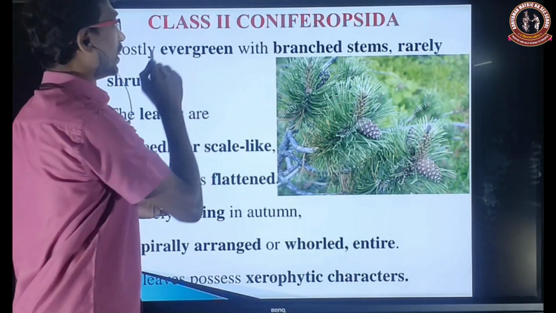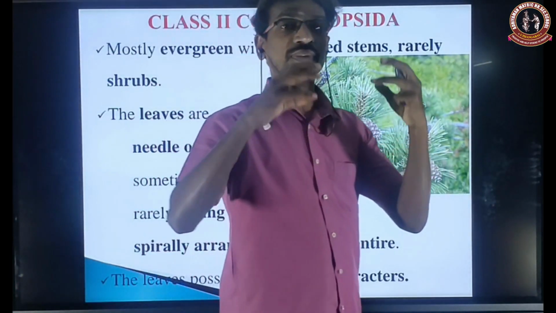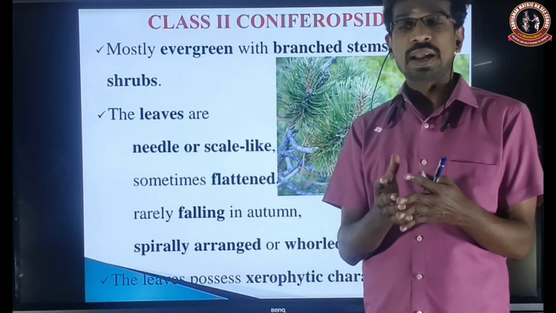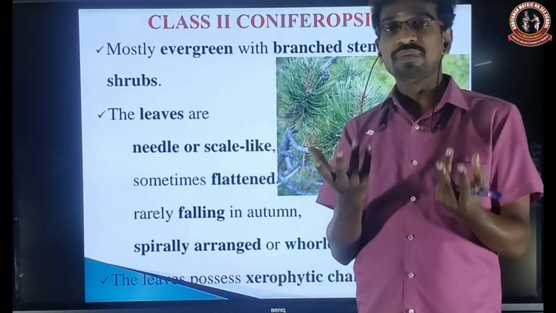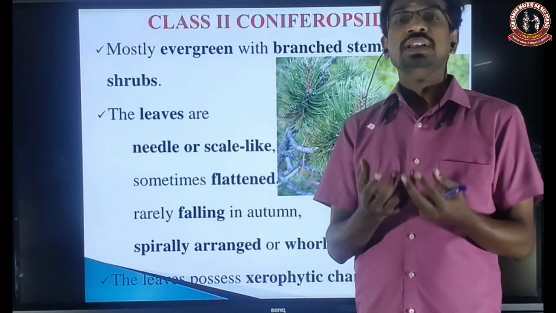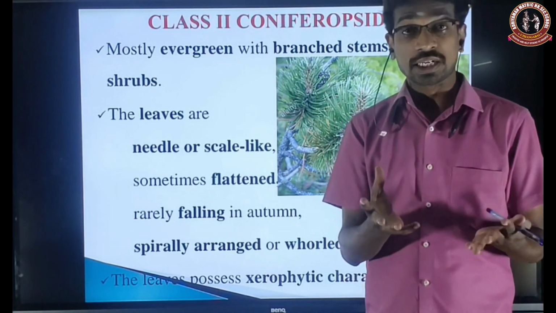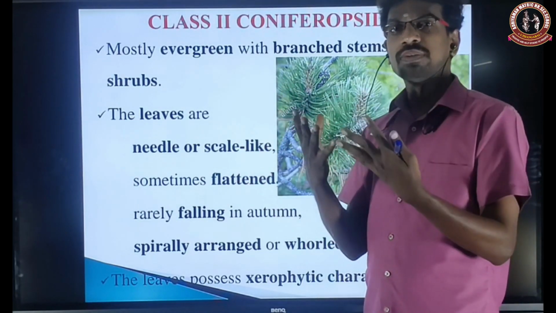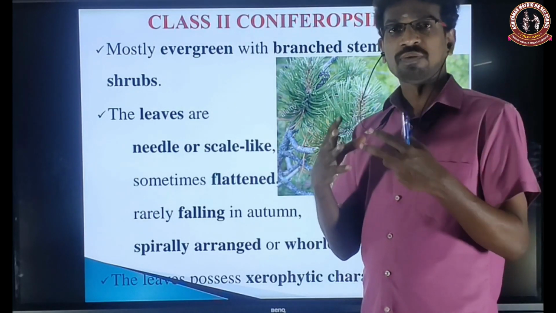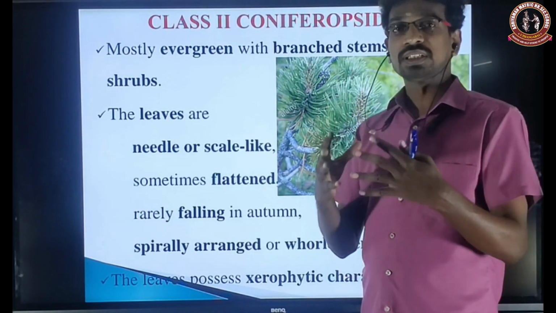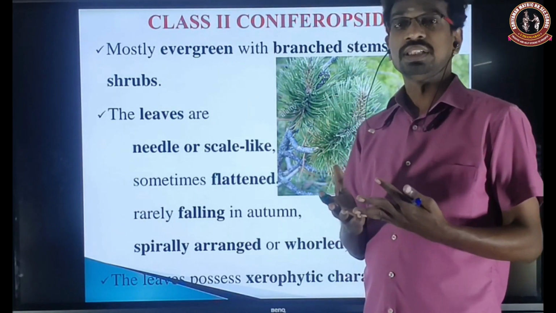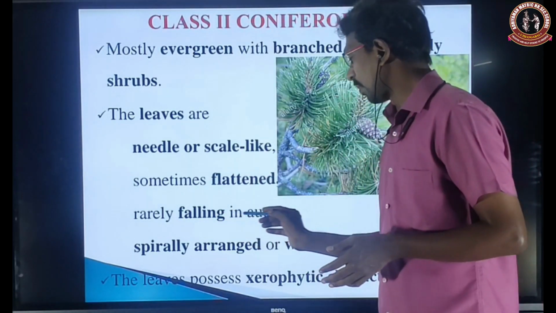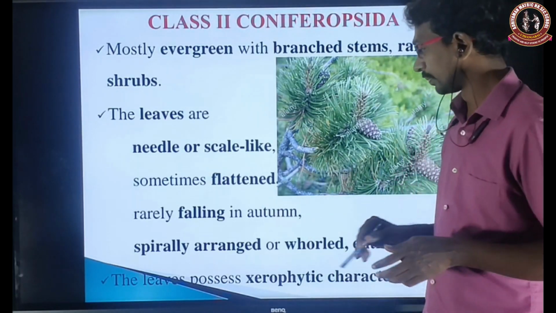That's it, it's evergreen. Evergreen means it bears leaves throughout the year. In some groups of plants, a new leaf forms in the spring season and the leaf falls off in the autumn season. But this plant is not like that. The green leaf is present in all seasons of the year. But very rarely it will fall in the autumn season.